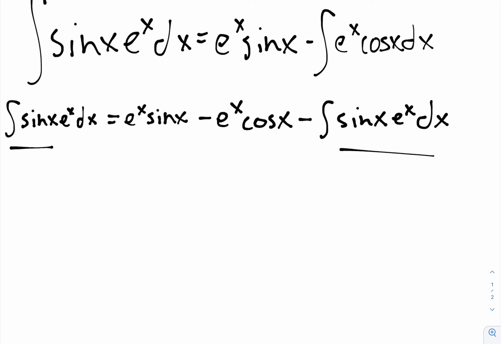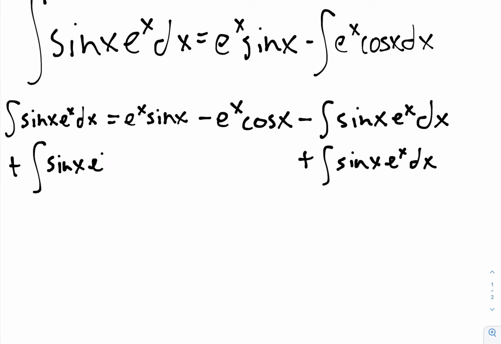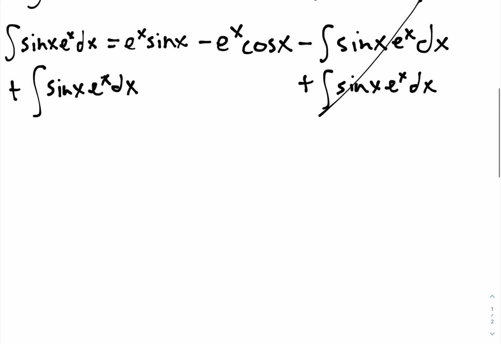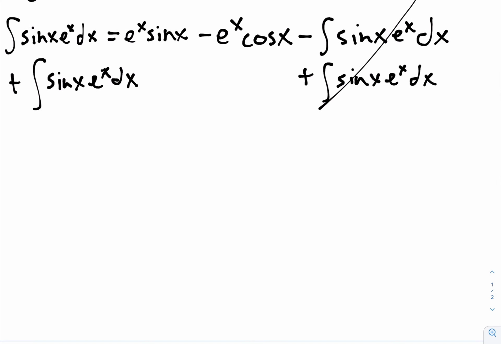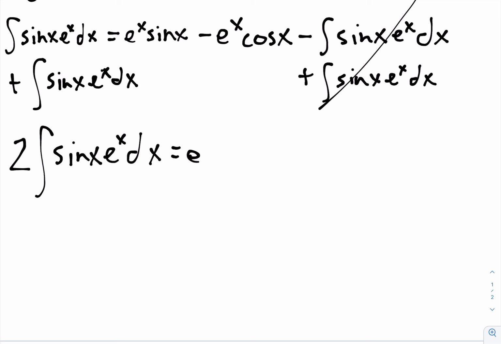Like I said, if we have two things on both sides of the equation, we can just add this on both sides. So we can add the integral of sine x e to the x dx. Even though it's what we started with, it wasn't for nothing, because now it's gone on the right side. If we had one of them before and we added it on both sides, now we're just going to have two of them: 2 times the integral of sine x e to the x dx. And since it's gone on the left now, we're left with e to the x sine x minus e to the x cos x.